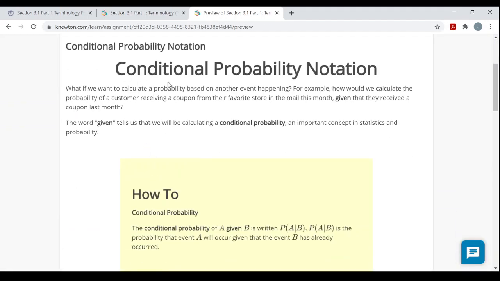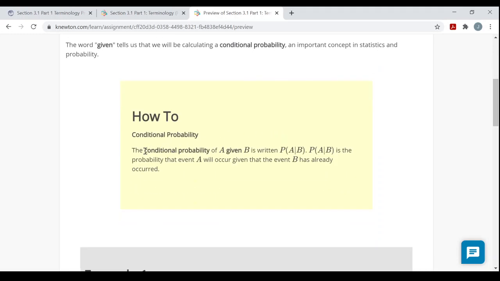All right, so when you hear the word conditional, a conditional statement is if this, then that. So a conditional probability is: if this occurs, then what's the probability of that occurring? It's the probability of an event occurring if another event has already happened, or given that another event has already happened. So the word given tells us that we will be calculating a conditional probability.